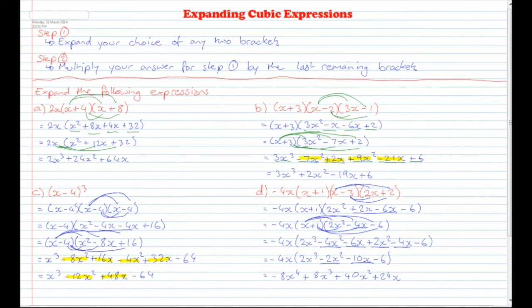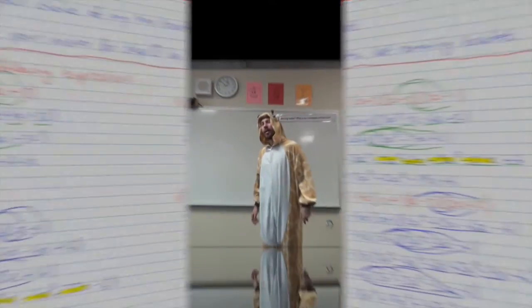Expanding it now by multiplying everything by the negative 4x, you're going to get negative 4x times negative 2x cubed is negative 8x to the power of 4. Negative 4x times negative 2x squared is equal to positive 8x cubed. Negative 4x times negative 10x is positive 40x squared. And negative 4x times negative 6 is positive 24x. And there you go, that's how you expand cubic expressions.